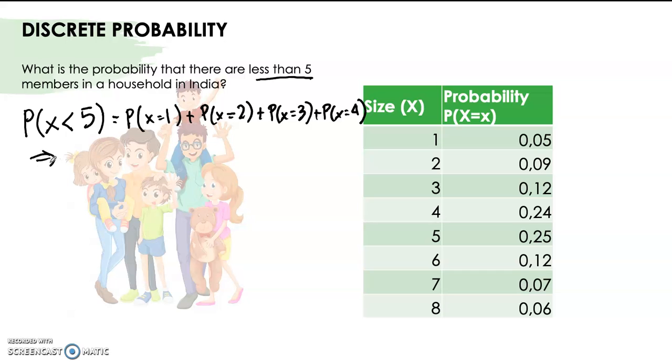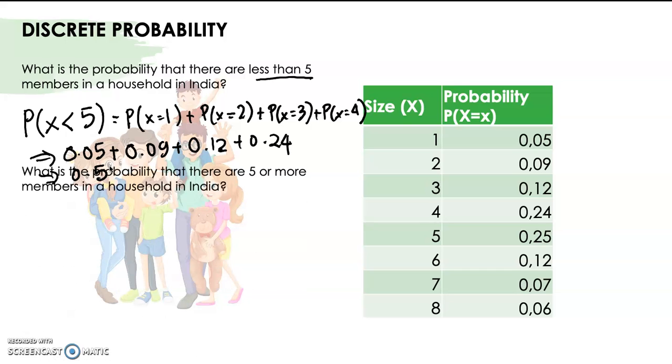The answer, let's look at the table. The probability when x equals 1 is 0.05, when equal to 2, 0.09, 0.12, plus 0.24. The result is 0.5 or 50%. We can conclude that the probability that there are less than 5 members in a household in India is 50%.